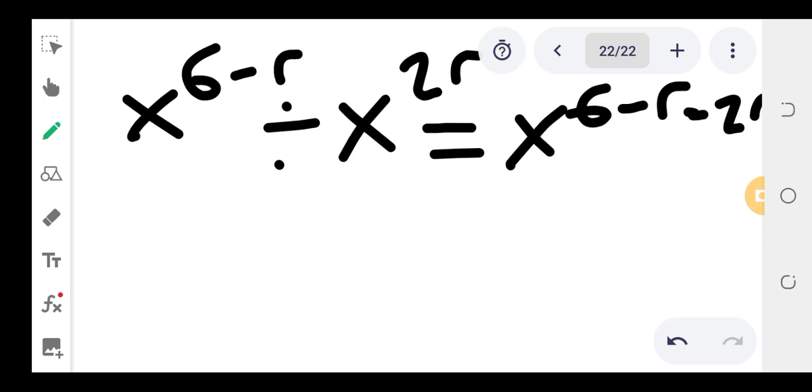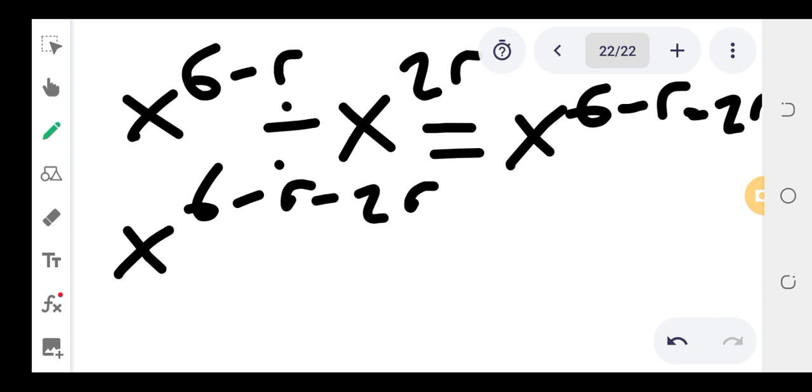So in this case, we have 6 minus r minus 2r. We are saying we don't want to have x in our expansion in that term.